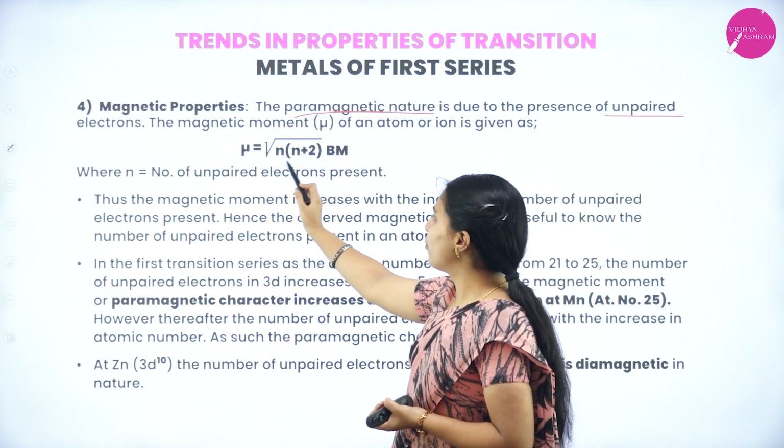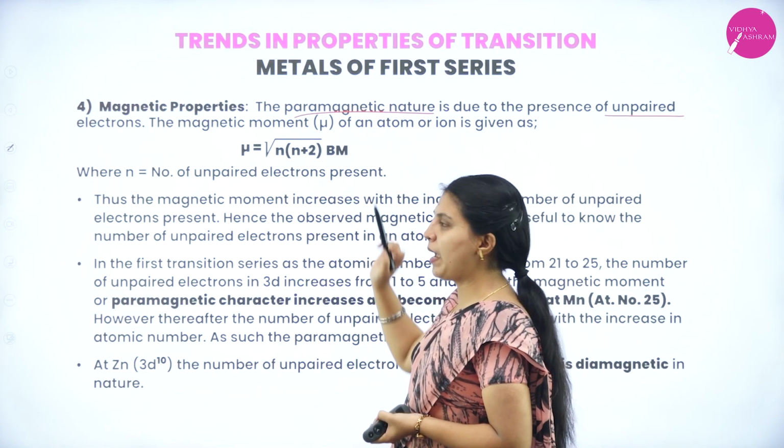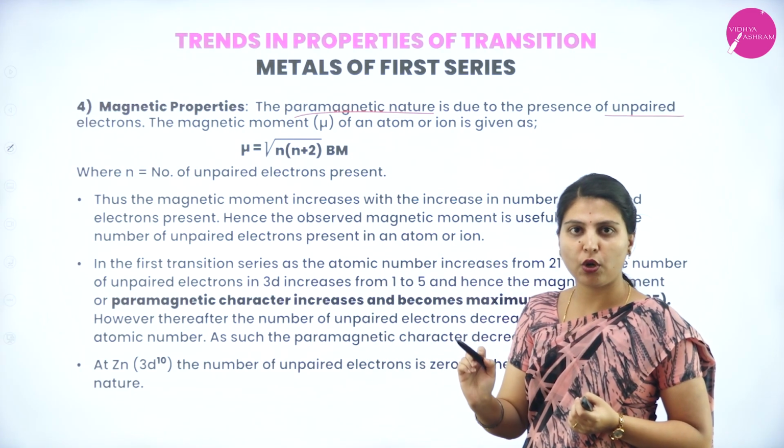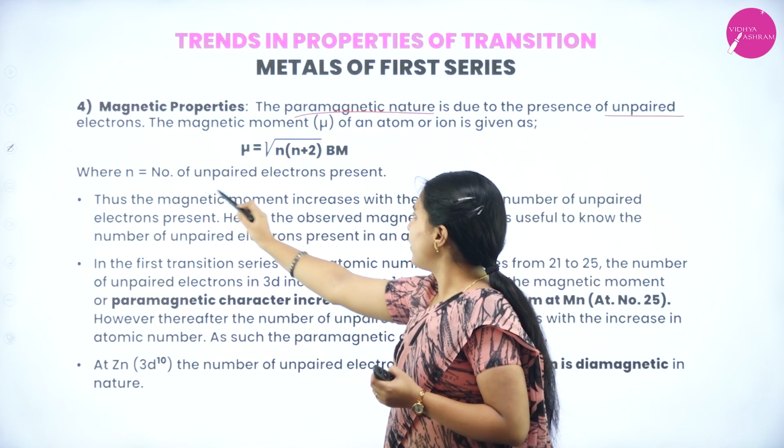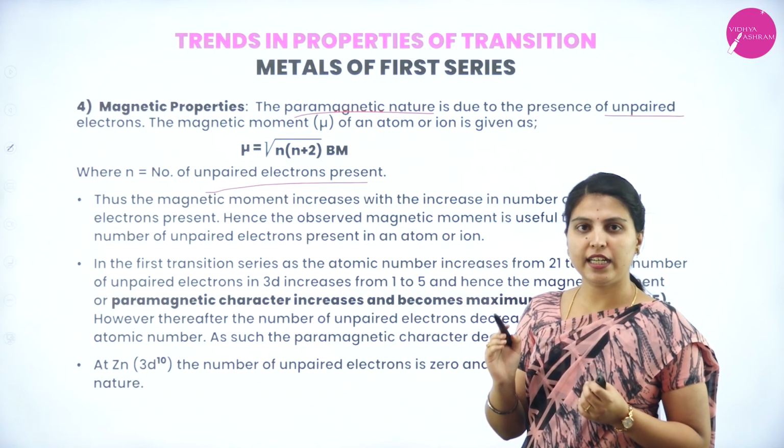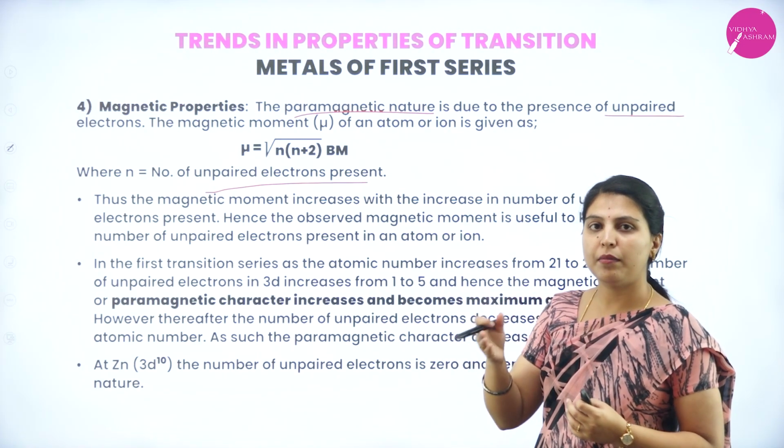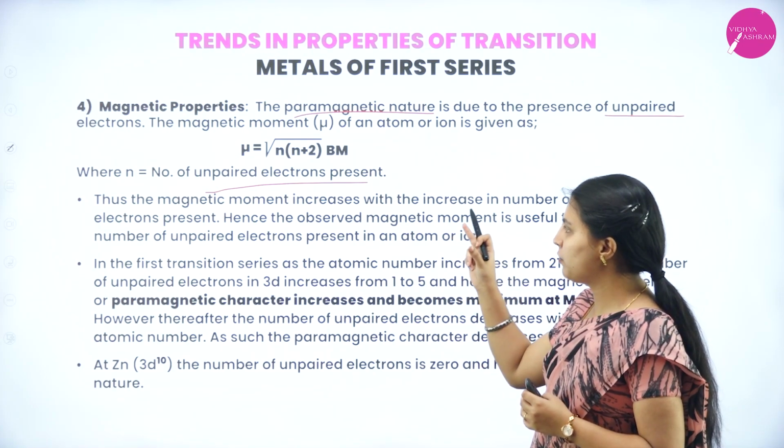mu equal to root of n into n plus 1. This is in BM, the unit Bohr magneton, and n is nothing but the number of unpaired electrons present. In that electronic configuration, the number of unpaired electrons will be considered as small n.